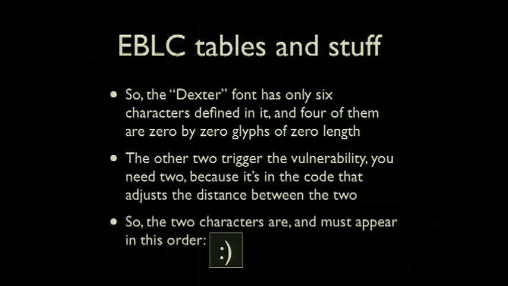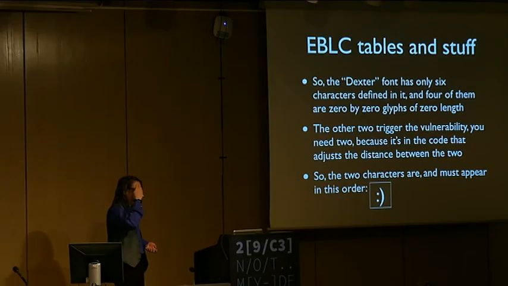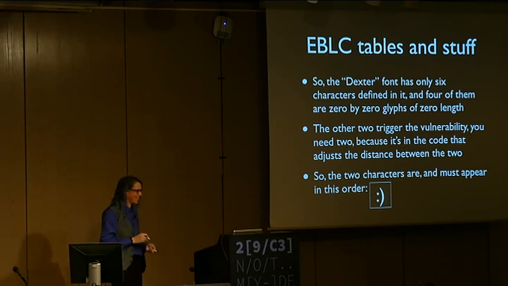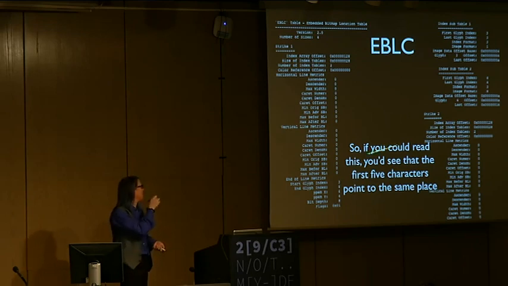It only has 2 glyphs defined in the font. Well, it has 6, but there are two actual ones and then 4 null ones for some reason. To trigger the exploit, you have to merge 2 characters together. The particular 2 characters defined in this font are a colon and a closed parenthesis. And in order to trigger the exploit, you have to kern the 2 characters together in exactly that order. So it looks like this in a regular font.